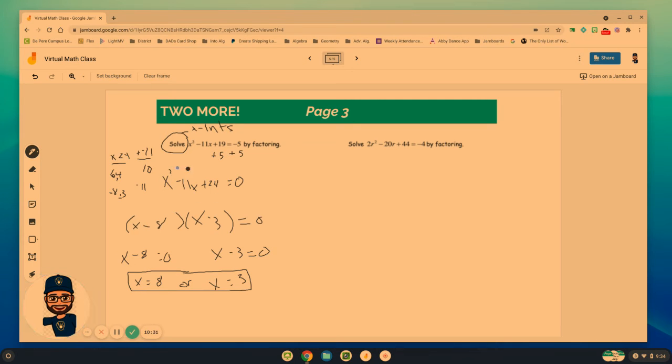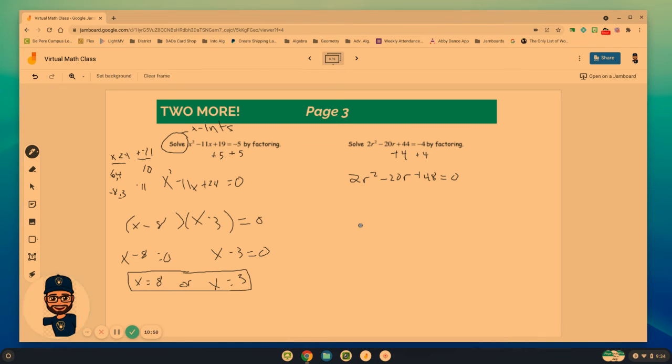Okay, but we got to make sure the equation equals 0. And then we look for a GCF, and then we factor. Number 2 over here. Okay, does the equation equal 0? It does not, so we've got to add 4 to both sides. 2r squared minus 20r plus 48 equals 0. So what should our next step be?